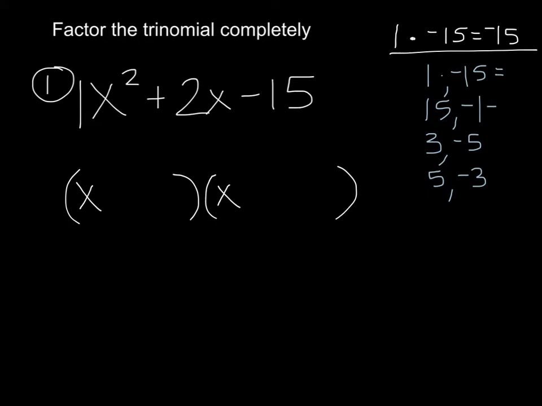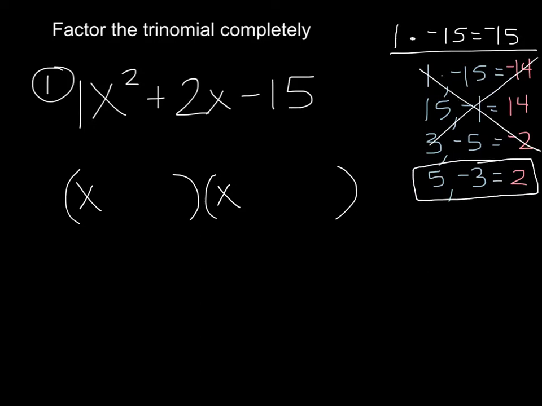Then we're going to add all of these together. 1 and negative 15 is negative 14. 15 and negative 1 is positive 14. 3 and negative 5 is negative 2. And 5 and negative 3 is positive 2. The reason I did that is because I'm looking for the two numbers that add to be a positive 2. There's only one set that adds to positive 2, this one right here, so we can ignore the rest.